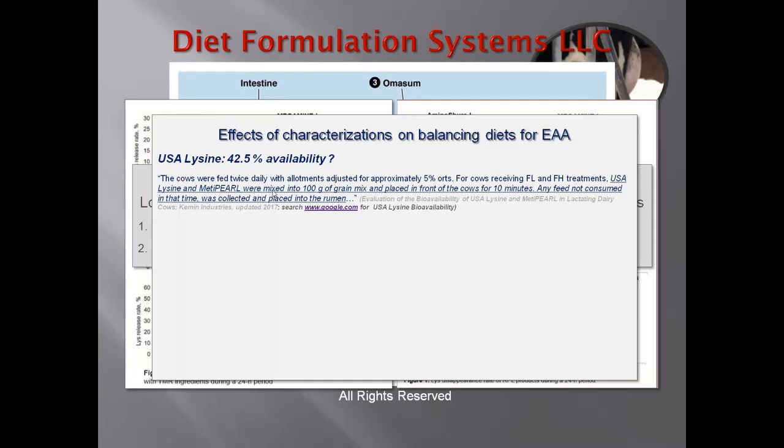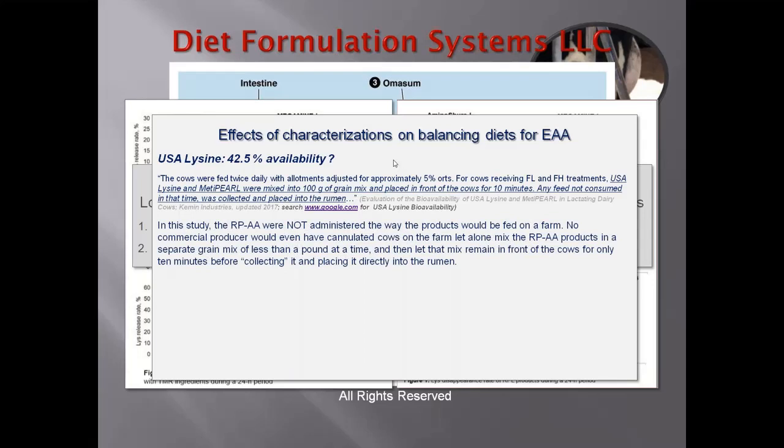The protected amino acids were mixed into 100 grams of grain mix, about a quarter pound, and placed in front of the cows for 10 minutes. Any feed not consumed in that time was collected and placed into the rumen. You should have a pretty good idea of where this is going here and why this is problematic.